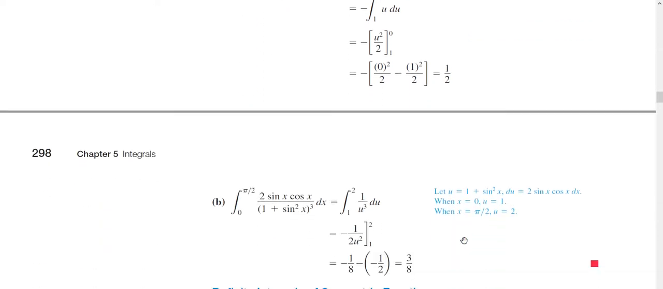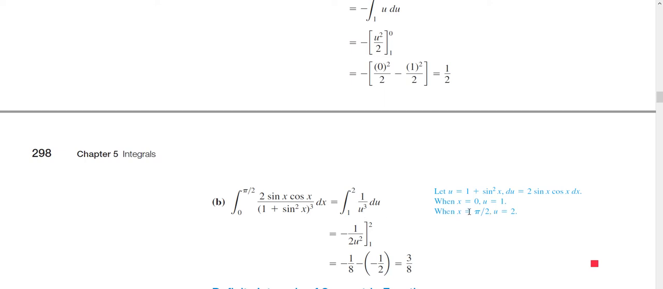Now next question, the integral from 0 to pi by 2 of sin x cos x over (1 plus sin square x) whole cube dx. Now in this case the substitution we make is u is equal to 1 plus sin square x. Now the differential du is equal to 2 sin x cos x dx. So this 2 sin x cos x dx will become du, and the denominator will become u cube. So we have 1 over u cube du.